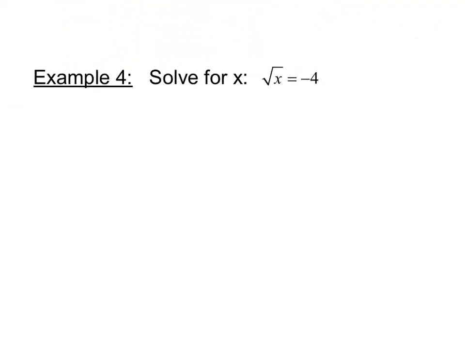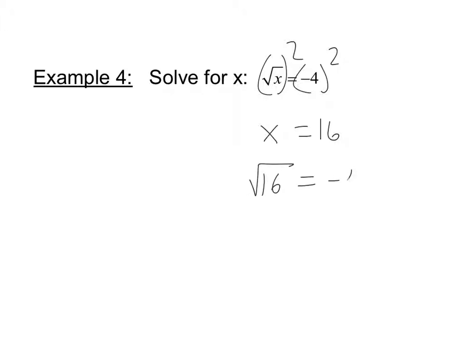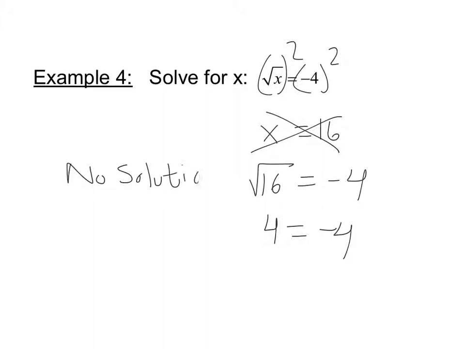Here it says square root of x equals negative 4. So we square both sides and you get x equals 16. If we plug that back in, you get square root of 16 equals negative 4. Does 4 equal negative 4? No, then this is extraneous, and the correct answer is no solution.